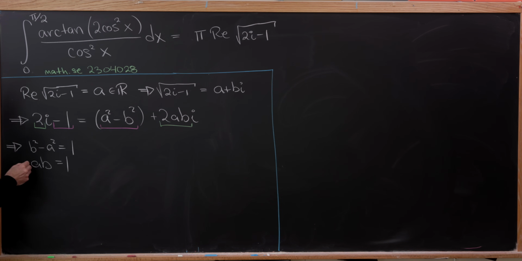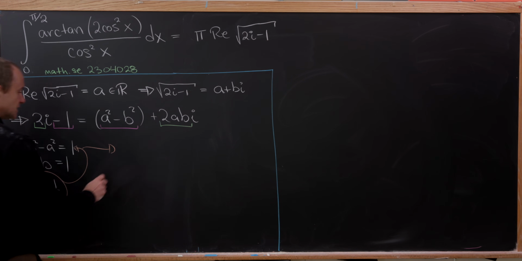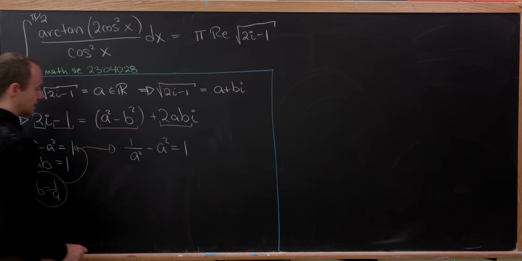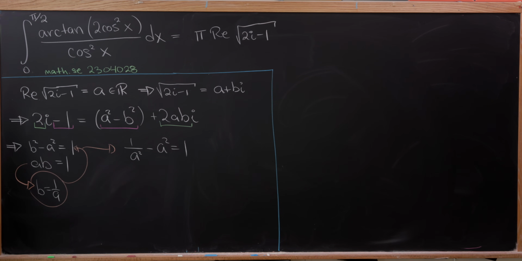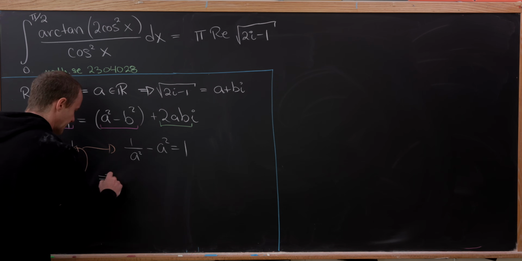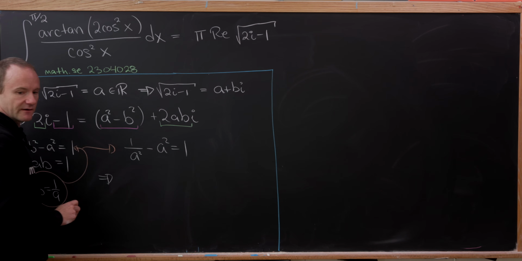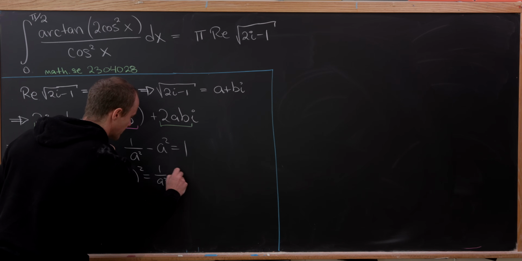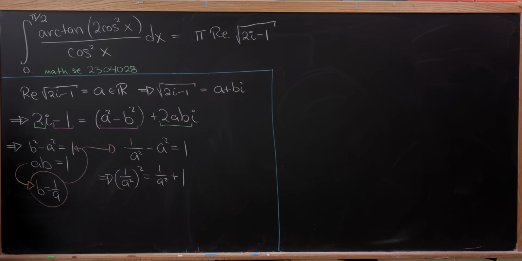But notice if a times b is equal to 1, that means that b is equal to 1 over a. But that's good because we can plug that into our other equation, and we've got an equation only for a. So note that we have 1 over a squared minus a squared is equal to 1. But then I can maybe multiply that again by 1 over a squared, and we'll get the following equation. So we'll have 1 over a squared quantity squared equals 1 over a squared plus 1. So that's after rewriting it a little bit.